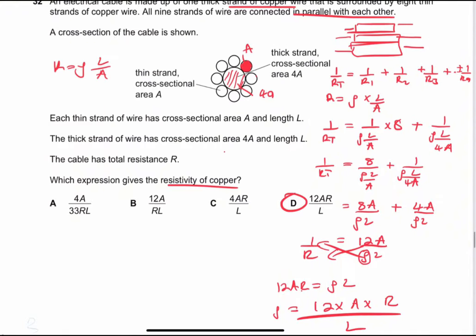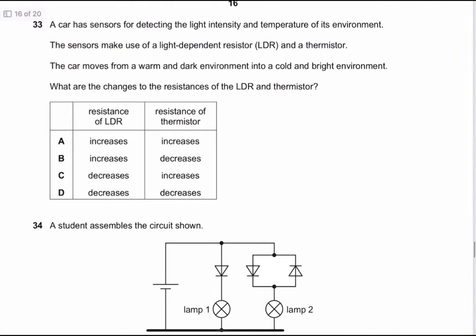Very important. Moving on to question 33, we've been given a car that has sensors for detecting light. So this car can detect whether this is a very light or a dim environment. It can also detect the temperature. Very fancy car. So it can detect light intensity and temperature. So it makes use of a light-dependent resistor, R, and that's what they use to find the intensity. And it also uses a thermistor. A thermistor basically measures the change in the temperature of the environment.